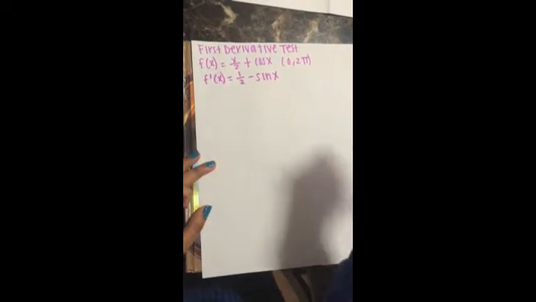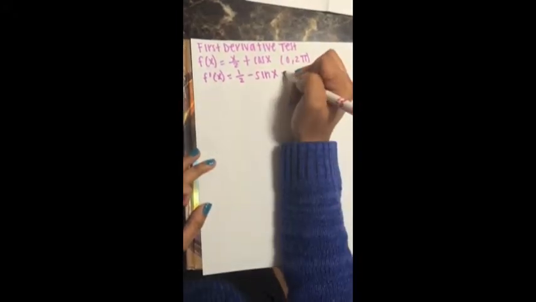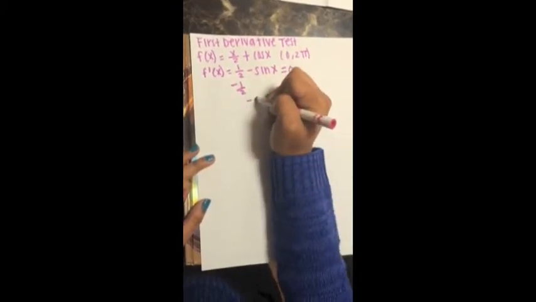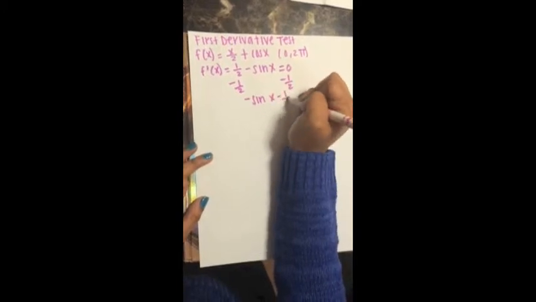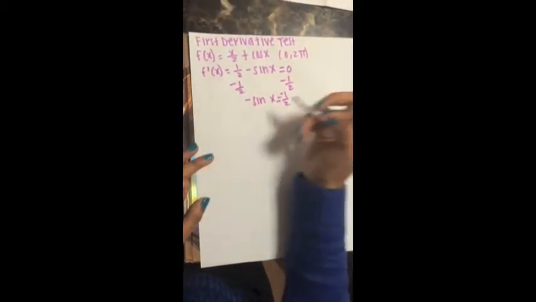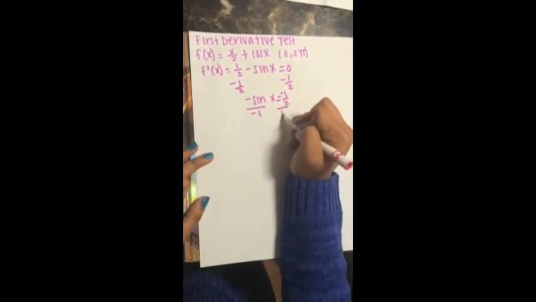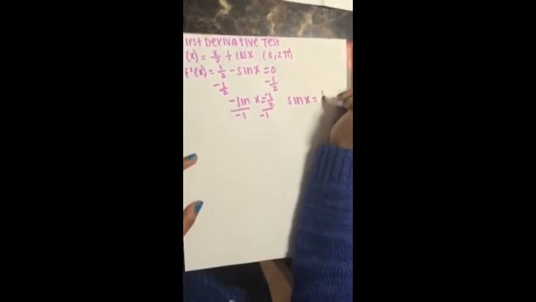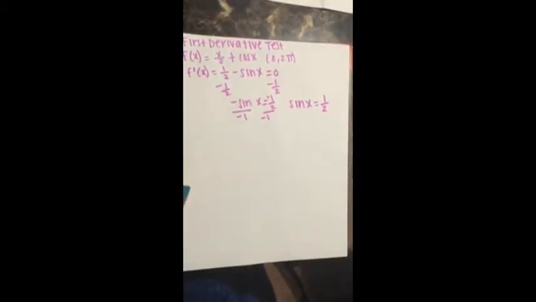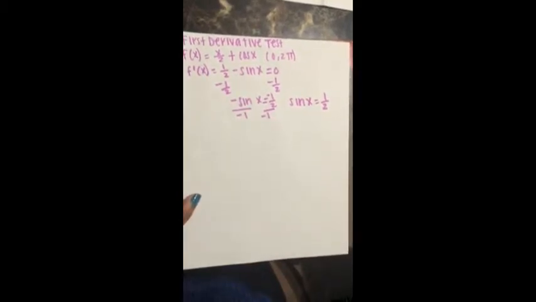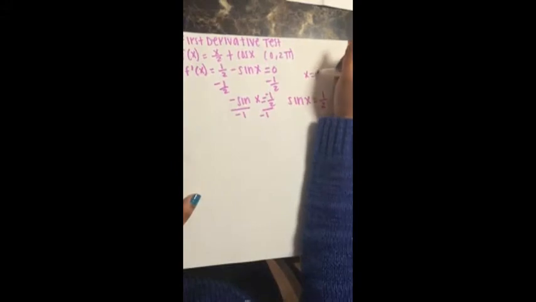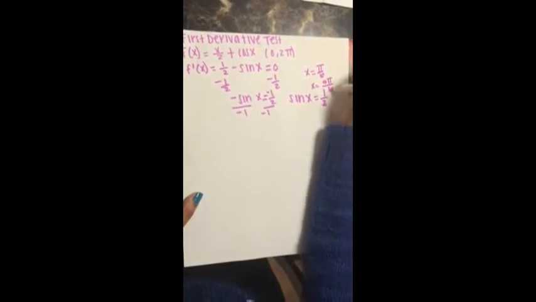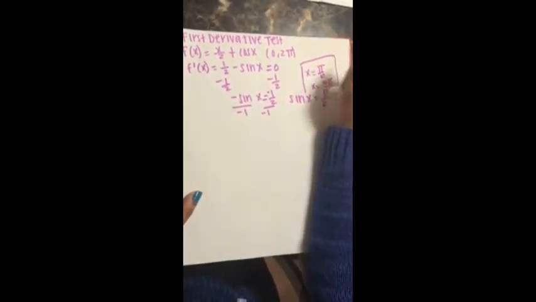And now we have to find the critical numbers, so we're going to set it equal to 0. So we have to subtract the 1/2 on both sides. And we have negative sine x equals negative 1/2. So we can divide both sides by -1, and we would get sine x equals 1/2. So the trig values that go with sine x that would equal 1/2 are x equals pi over 6 and x equals 5 pi over 6. And these are our critical numbers.